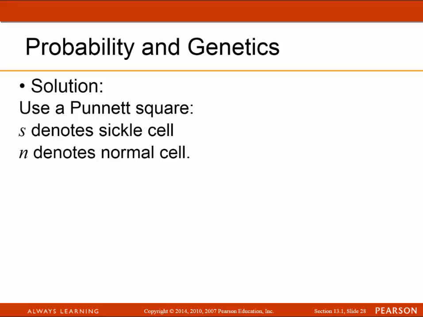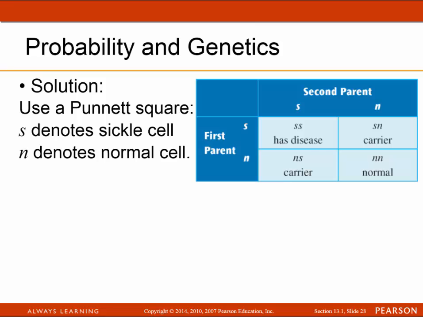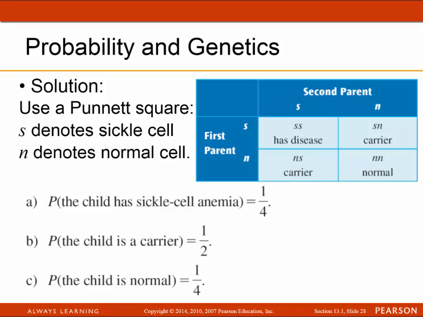So what we're going to do is go ahead and construct the Punnett square. S denotes the sickle cell, N denotes a normal cell. Here we have the first parent, SN, and the second parent is SN. And you see that we have SS has the disease, NS is a carrier, SN is a carrier, and NN is normal. So the probability that the child has sickle cell anemia is 1 out of 4, because that's the SS. And the probability the child is a carrier is 1/2, because there's 2 out of 4. And the probability the child is normal is 1 out of 4.